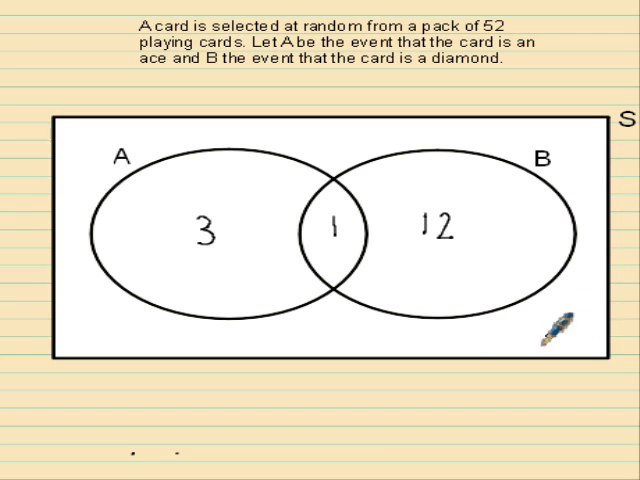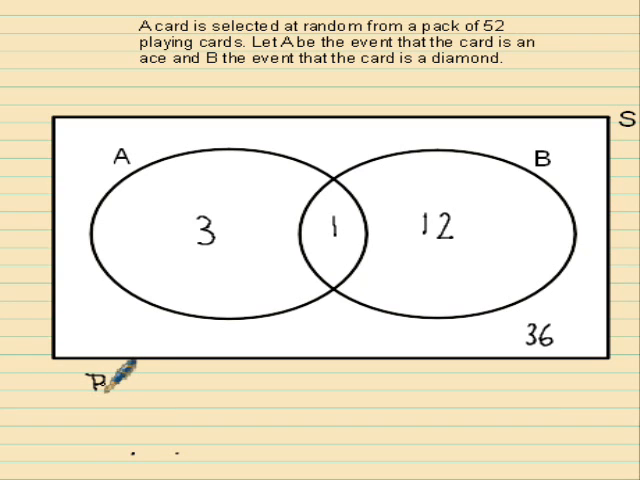So that just leaves this area here, the area where it is neither an ace or a diamond. Well, we know there are 52 cards in a pack, and that we've used 16 of them, so the balance is 36 here. So this is step 1. We've populated our Venn diagram, and we can now go on to use it to solve various probability questions.